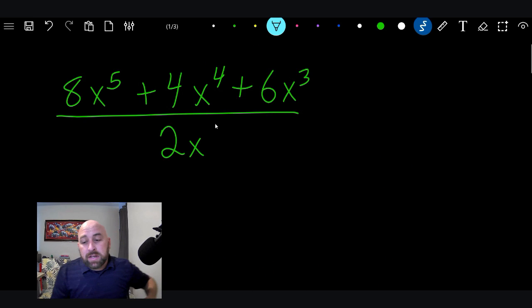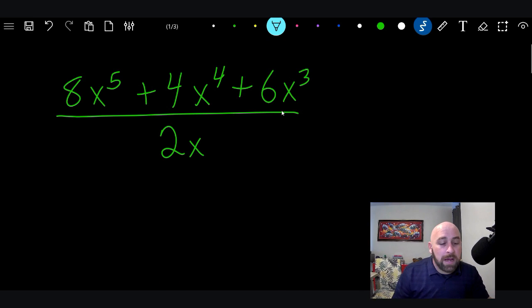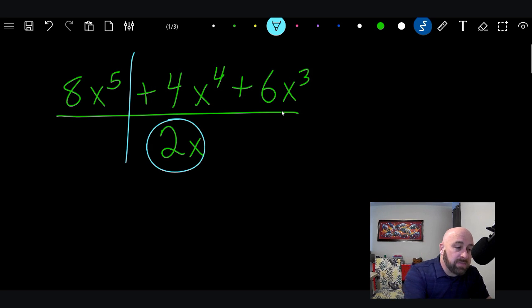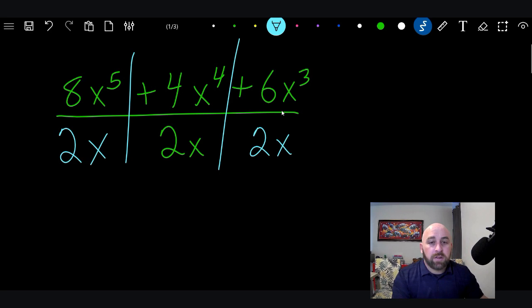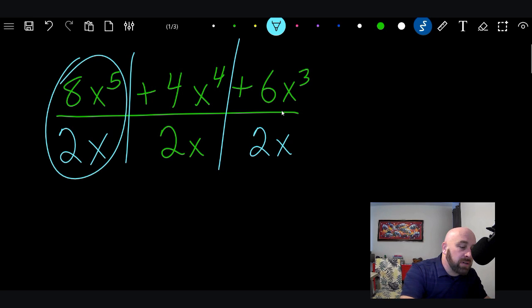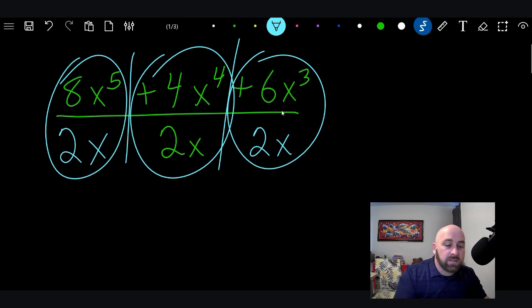So let's go ahead and look in your book on page 203, dividing a polynomial by a monomial. We're going to use that same trick right here. We're going to cut this polynomial and we're going to take this monomial on the bottom and divide each term separately by the 2x. In other words, we're going to make them into 3 separate fractions right here.